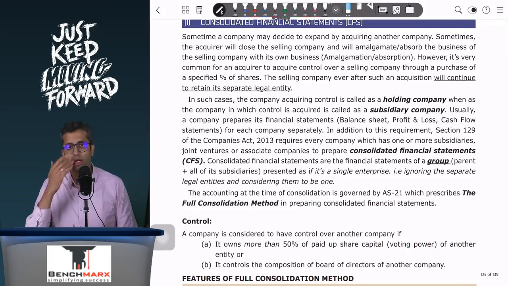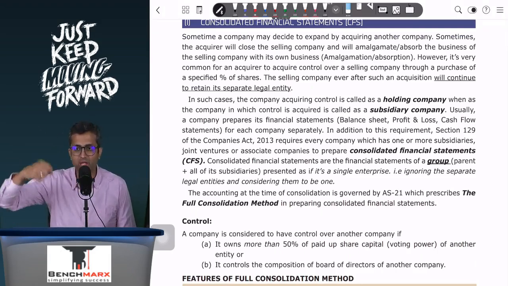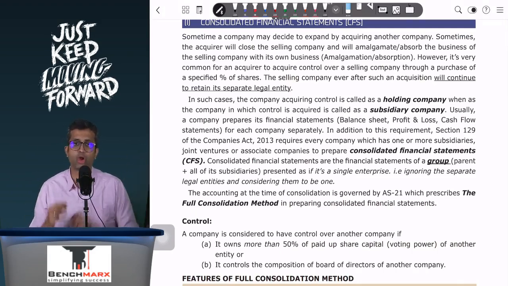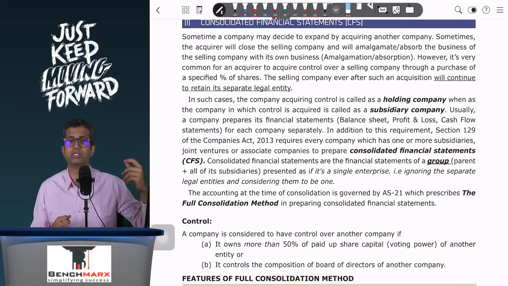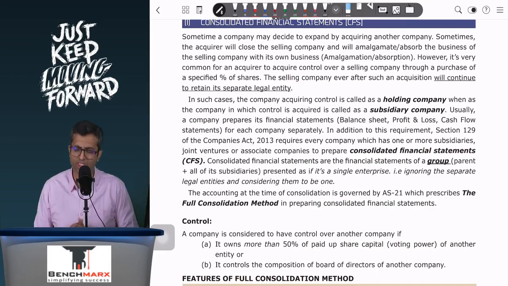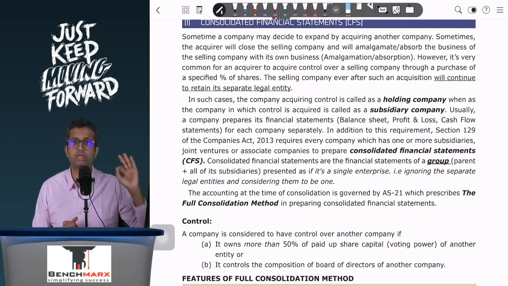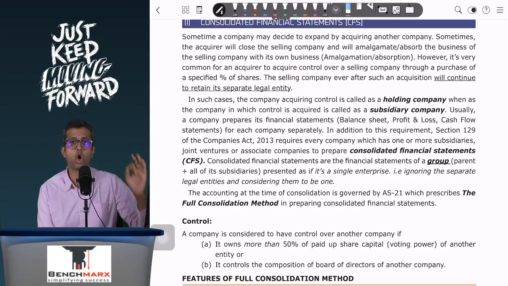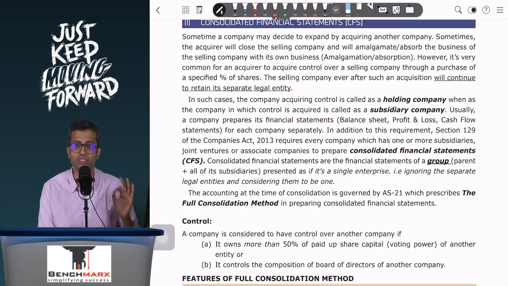Over here, the holding company is a company which has more than a 50% stake of the paid up share capital, or more than 50% of the composition of the board of directors is under its control. That is when we say that we have control over the subsidiary. Now there are three special terms. First, there is control. Control refers to the position where we have more than 50% of the paid up share capital or control over more than 50% of the composition of the board.